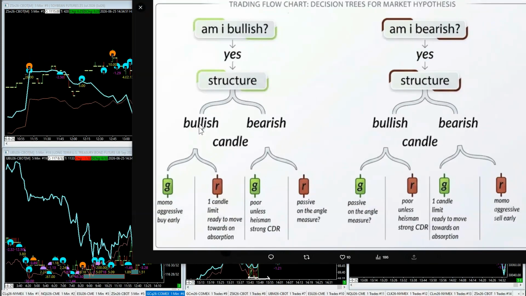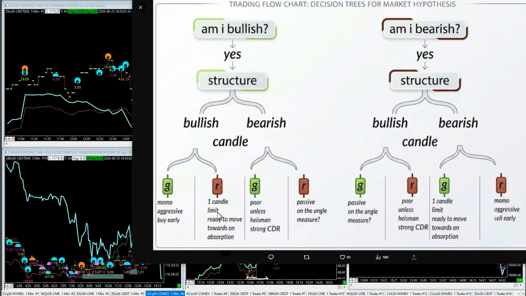If the structure is bullish but you've got a red candle, then of course get ready to move towards absorption. So you're trading limits on the way down, limits inside the higher structure, limit order buys on the way down, and get ready to move towards any absorption prints so you can flip very quickly.